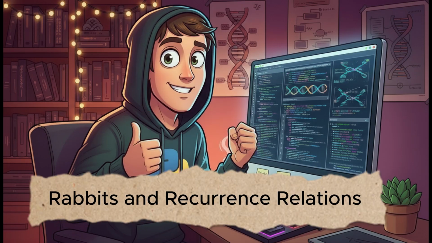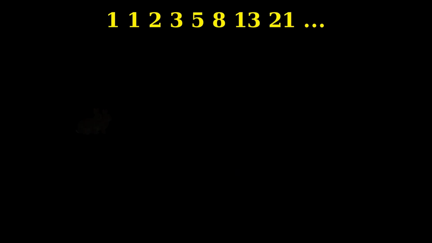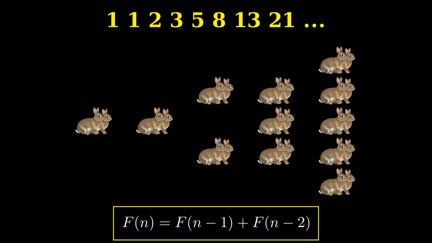Now, before we dive into today's problem, let's do a quick recap. In my previous video on rabbits and recurrence relations, I'll link it in the cards above and in the description, we explored the classic rabbit recurrence problem. In that problem, we had immortal rabbits. Yes, immortal. They never died.